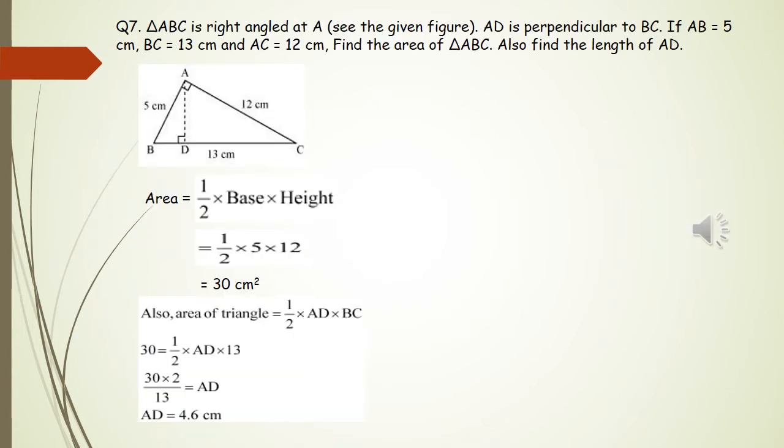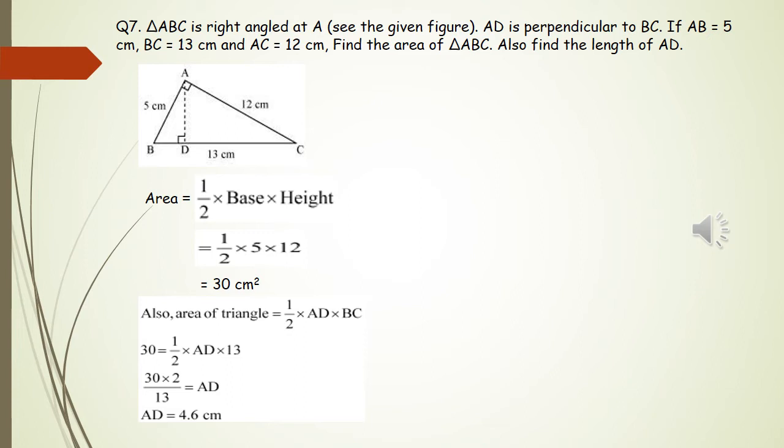Question number 7. A triangle ABC is given. It is right angled at A, that means angle BAC is a right angle. AD is perpendicular to BC. If AB is equal to 5 centimeter, BC is equal to 13 centimeter and AC is equal to 12 centimeter, find the area of the triangle ABC and find the length AD.